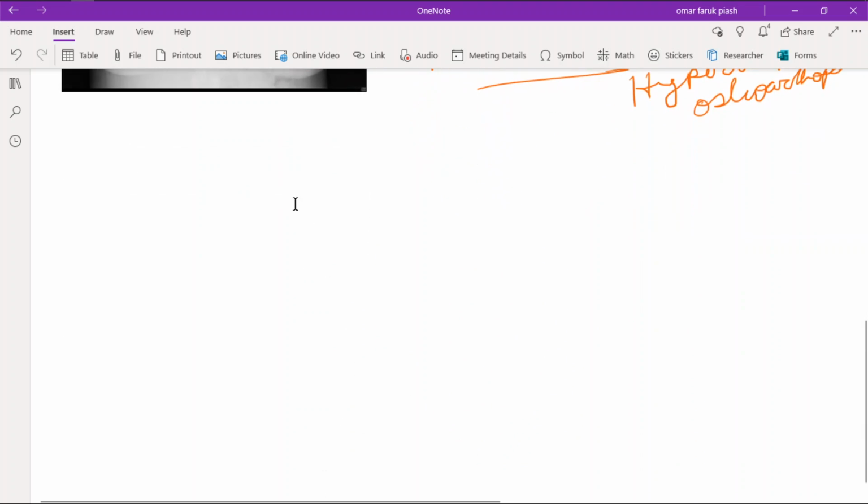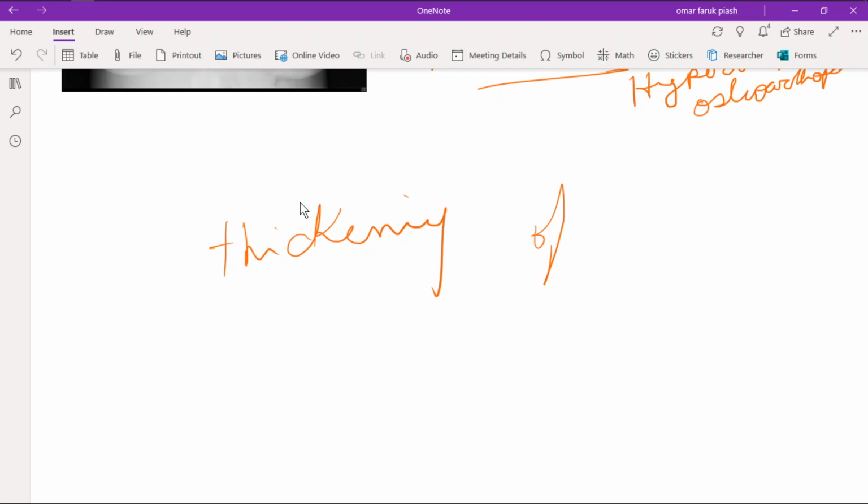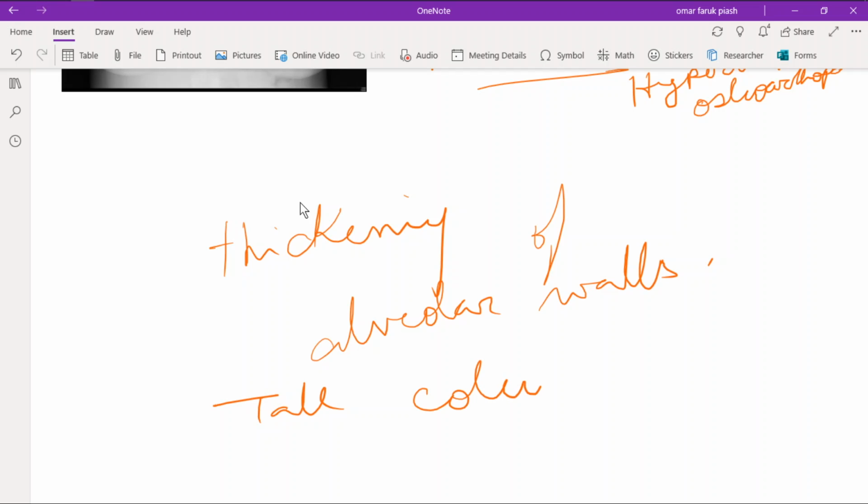In the bronchoalveolar subtype, it grows along the alveolar septa and there is apparent thickening of the alveolar wall. There are tall columnar cells containing mucus.